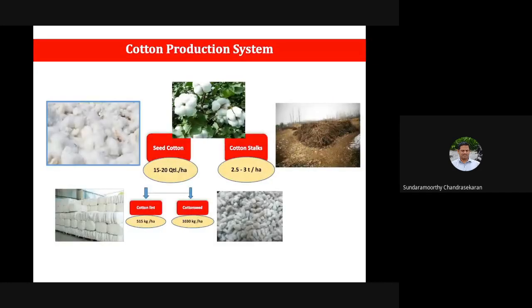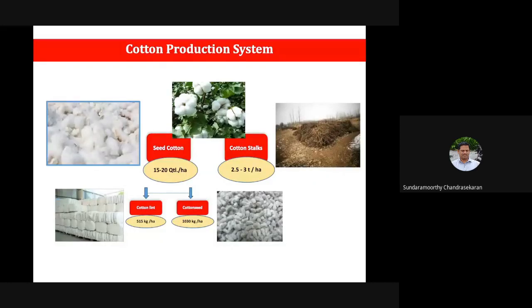Now coming to the micro level, the cotton production system at the farm level. If you take 1 hectare of land, we can get an average 15 to 20 quintals of seed cotton, which includes both the lint as well as the seed. The economic produce from the cotton production system is the lint, and the cotton seed is a byproduct. The seed cotton is taken to the next process of ginning, where the lint is separated from the seeds. Per hectare, we get almost 500 kg of lint and almost 1 ton of cotton seed.